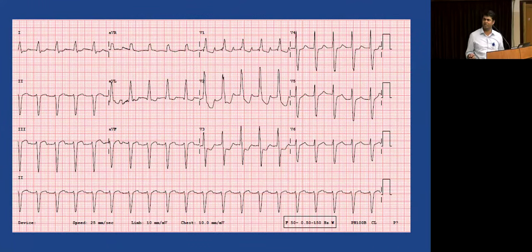This is technically not a narrow complex. It's borderline, around 120 milliseconds. You may call it broad complex tachycardia, but still, let's say it's narrow complex. So can you see P waves? Yes, right. We'll go down that algorithm. You can see distinct P waves here, right?